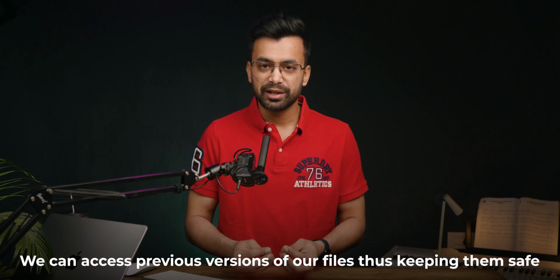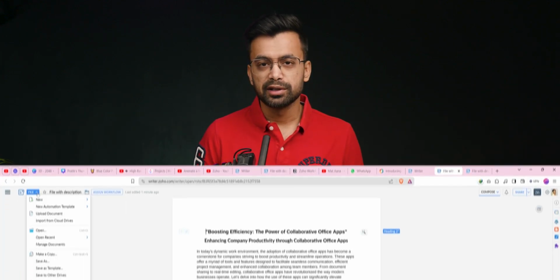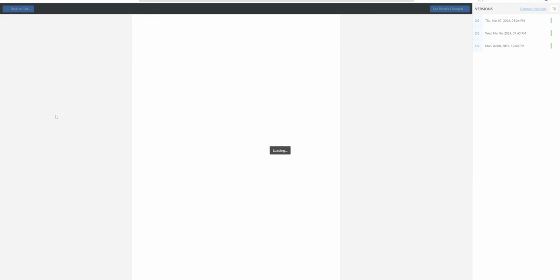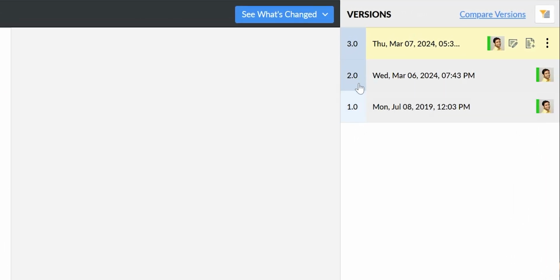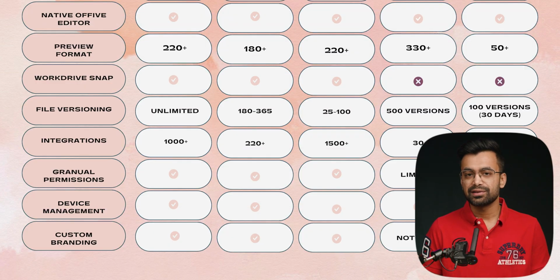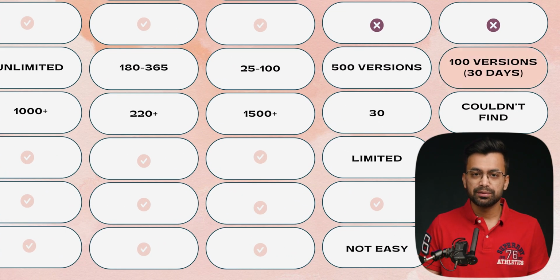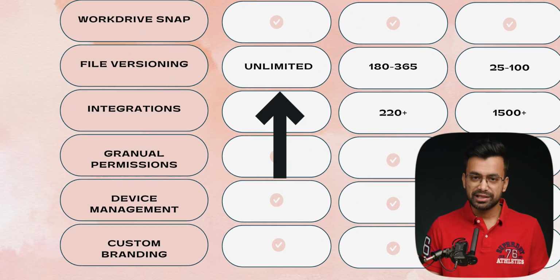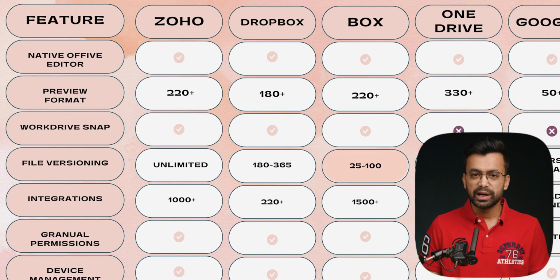File version history is another important aspect of a cloud storage service. This feature enables us to access previous versions of a file. Like if you are working on a file and then you modify it, your cloud storage will keep the previous version for a certain number of days or versions before it deletes it. As you can see on the screen, Google offers 100 versions for 30 days, which is the least when compared to its competitors. Box too keeps 25 to 100 versions depending on the plan. On the other hand, Zoho WorkDrive offers the most by providing unlimited versions, which means you will never lose a file. Rest lies in between.